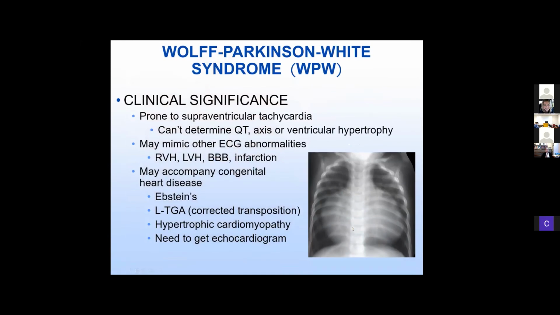So why do we care about Wolff-Parkinson-White? Well, first of all, they're prone to supraventricular tachycardia. It makes measuring some things on the ECG, including ventricular hypertrophy, difficult to do. And it can accompany congenital heart disease, including Ebstein's, corrected transposition, and hypertrophic cardiomyopathy. So there's about a 20% association between congenital heart disease and Wolff-Parkinson-White. So in general, we get an echocardiogram on all of these patients that we have that.